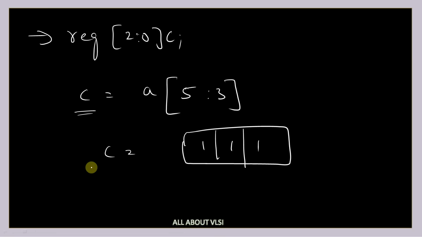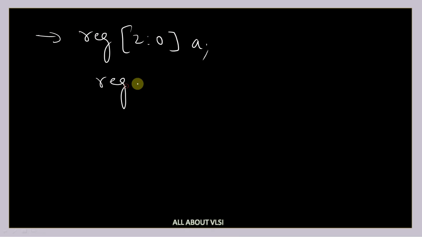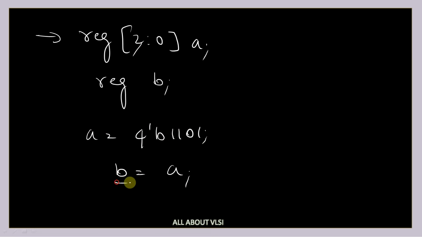Now let's say I write reg b, and reg [3:0] a. And if I write a is equal to 4'b1101, and if I write b is equal to a, then what is the value that will be stored inside my b? Can anyone tell me? Please take your time and let me know.